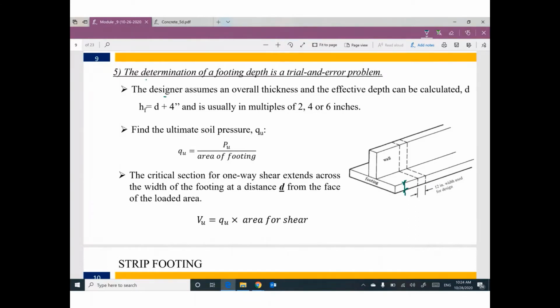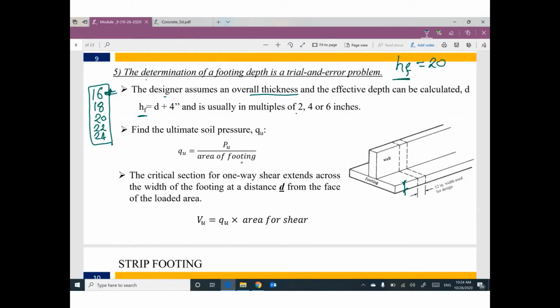So I'm going to assume the depth or the overall thickness first, HF, something around 16, 18, 20, 22, 24, in this range, multiples of 2, 4, 6, 8, 10. But I highly recommend to start from 16. Don't go below this number, probably it will be unsafe. So if you are good, I am going to start with HF equal 20. HF is the total thickness.